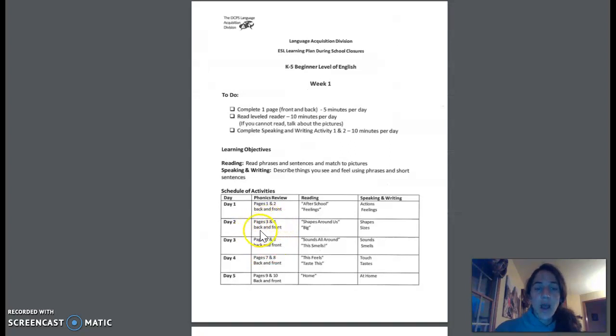Yeah, you can see we already did our letter activities. We read Shapes Around Us and did our activity with shapes. Now we'll do our last book called Big. Ya hicimos las actividades de letras y sonidos. Ya leímos sobre formas y escribimos. Ahora es el libro final que se llama Grande.